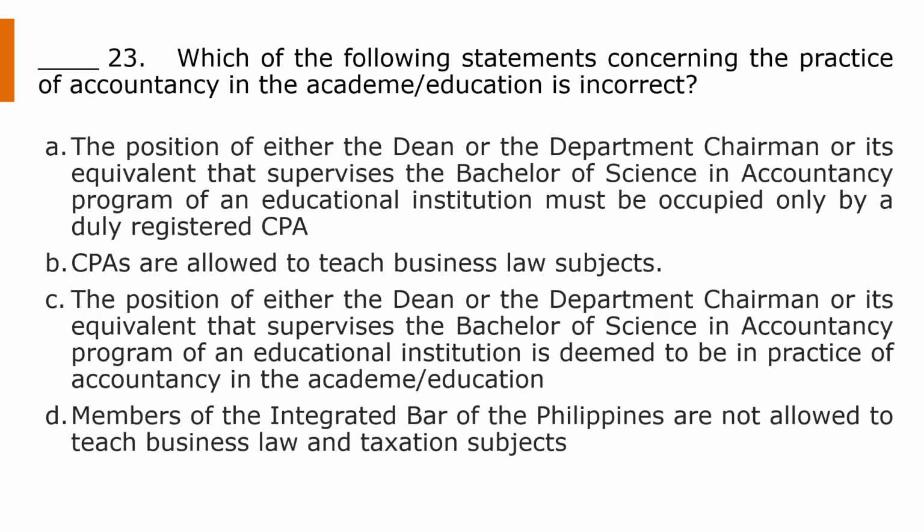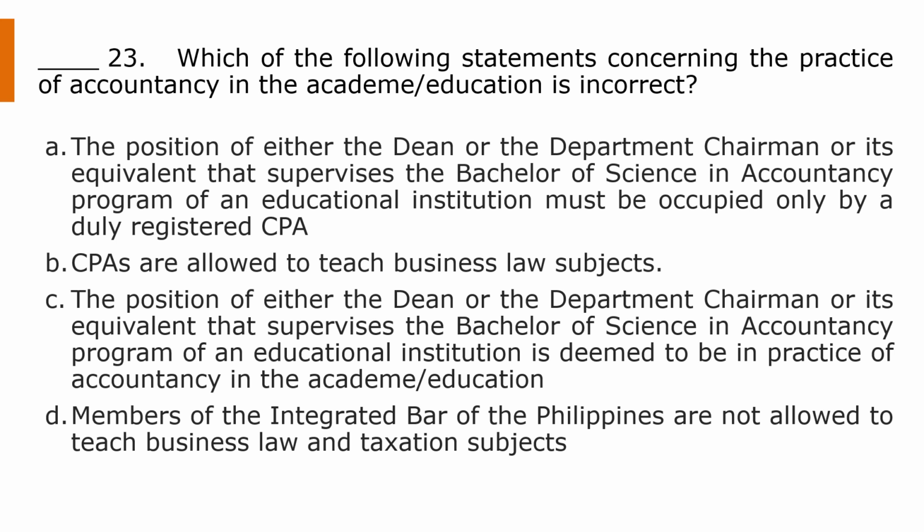Moving on to question number 23. Which of the following statements concerning the practice of accountancy in the academe or education is incorrect? We're looking for the incorrect statement. Letter A, the position of either the dean or the department chairman or its equivalent that supervises the Bachelor of Science in Accountancy program of an educational institution must be occupied by a duly registered CPA, and letter A is correct, right? The dean or the chairperson or program chair must be a CPA.